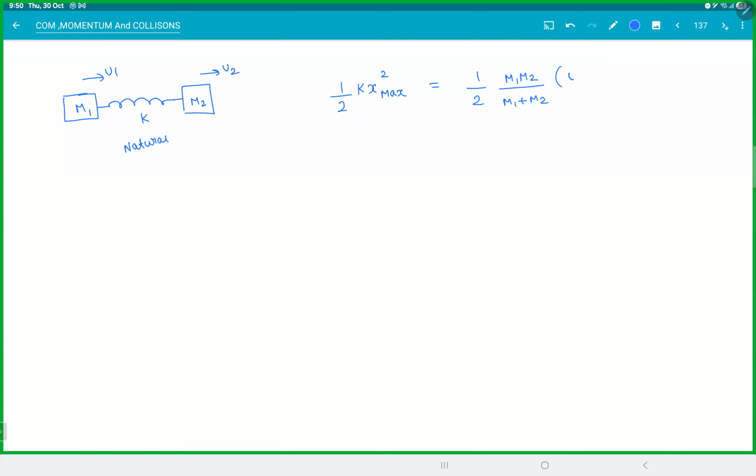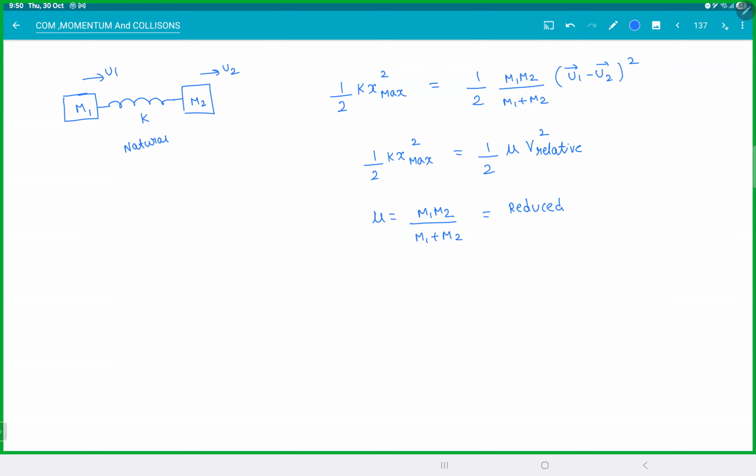U1 bar minus U2 bar, whole square. So we write this thing in a shorter form. Half k x max square is half mu V relative square. This mu is nothing but M1 M2 by M1 plus M2. We call this thing a reduced mass.